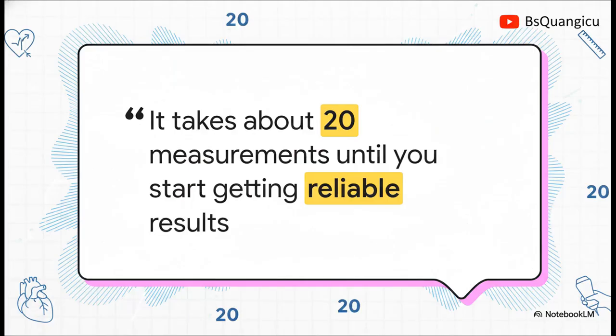And beautifully enough, that number 20 shows up again in the literature. Dr. Ved Din, POCUS 101 editor, noted from a study that it takes exactly about 20 practice measurements until you start getting reliable, reproducible results. The huge takeaway here? Keep practicing. Don't get discouraged because your 20th scan is going to be drastically better than your first.